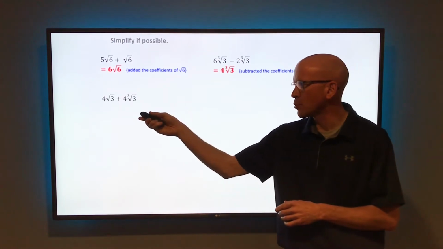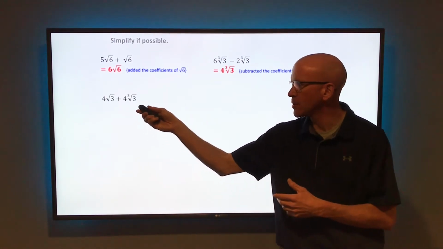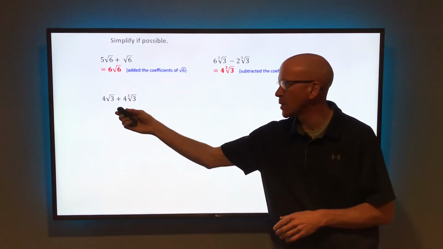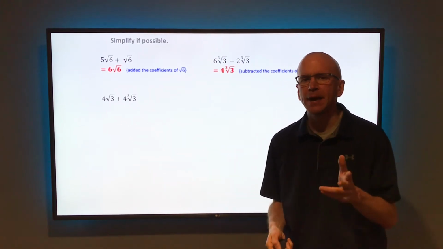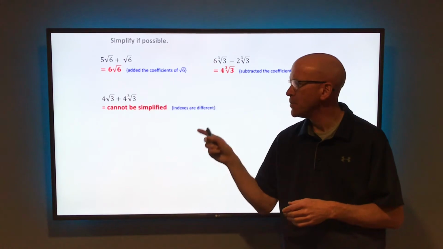4 times the square root of 3 plus 4 times the cube root of 3. Notice the roots are different. One's a square root, one's a cube root. You cannot combine those. If the roots are different, you cannot combine those.